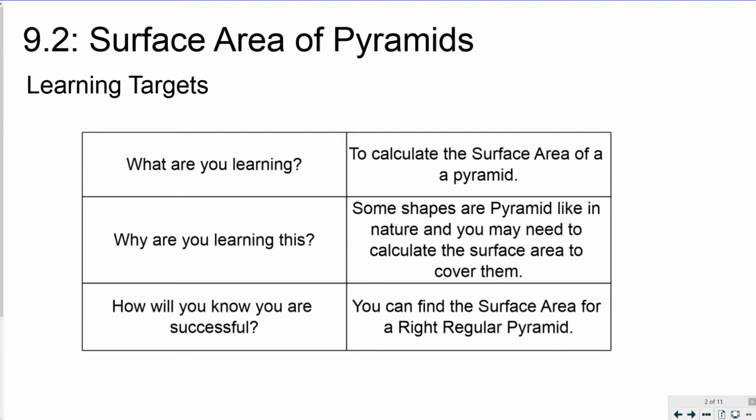We're doing this because some shapes are pyramid-like in nature, and you may need to calculate the surface area for how to cover them. And then it also gives you an idea of when you talk about stuff like the Great Pyramids of Giza, it really gives you an idea of how impressive those accomplishments were and how massive they were to build. You'll know you're successful when you can find the surface area for a right regular pyramid, which we will go over in this video.